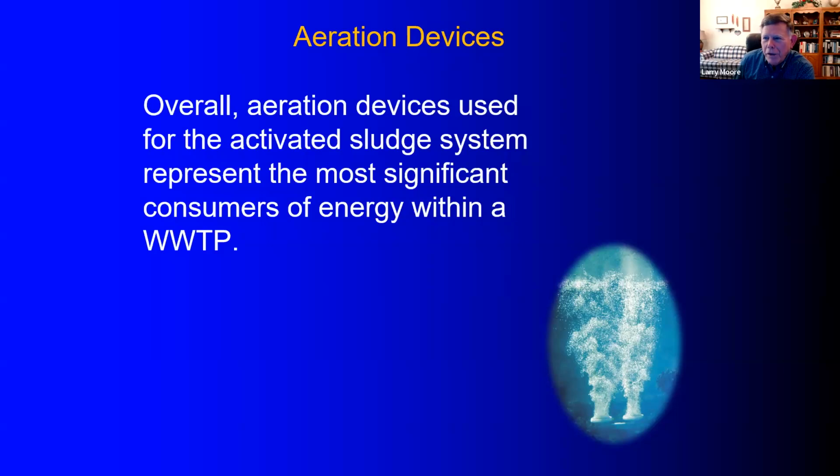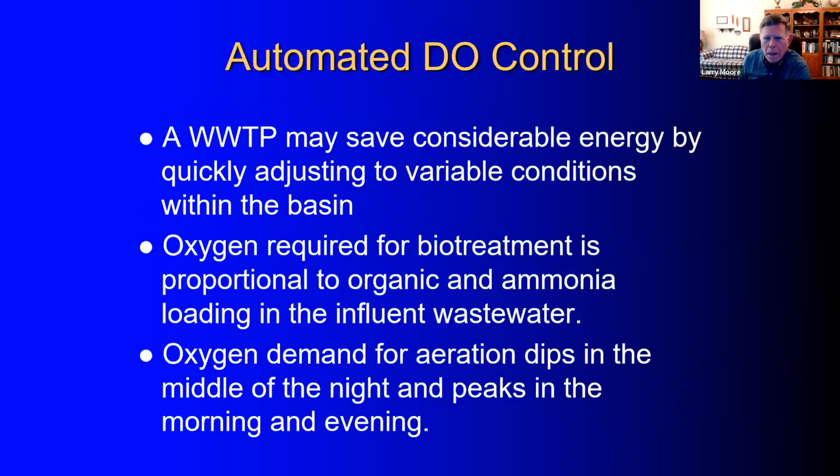And just to give you an idea, in a conventional activated sludge plant, usually about 50% of your overall energy use will be in the aeration system. In an extended aeration activated sludge process like oxidation ditch or SBR, usually about 60% of your energy use will be in the aeration system. So that's why we focus on the aeration system. Now, there are ways that we can save energy, and one way is using automatic DO control.